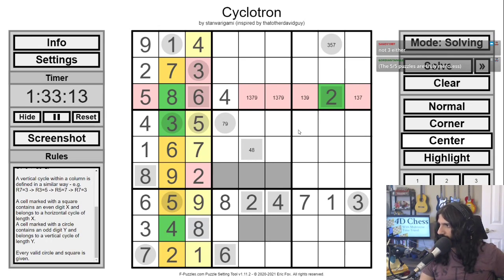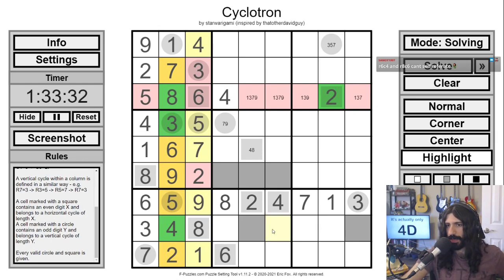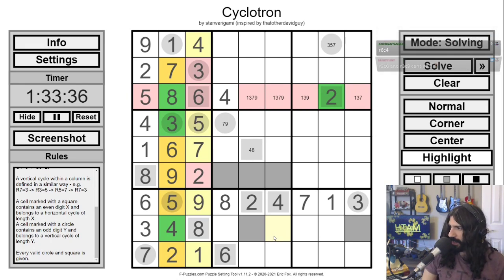Okay, the 6 above can't self-refer. The 6 above can't self-refer. Oh, this 6 can't self-refer. Right you are, fam. That 6 definitely can't self-refer now.